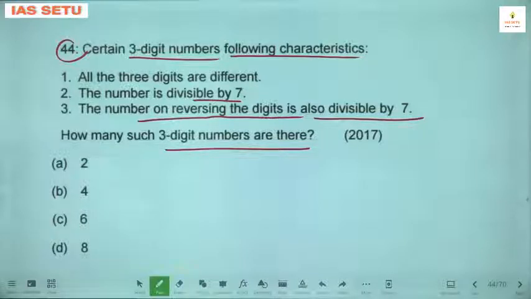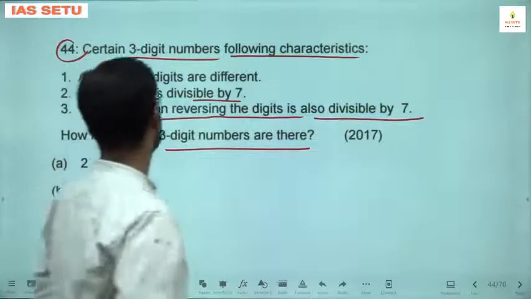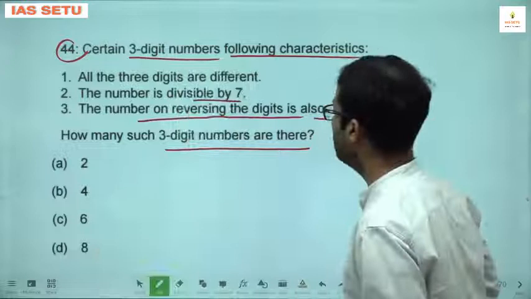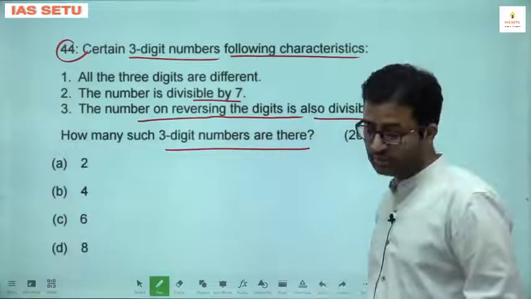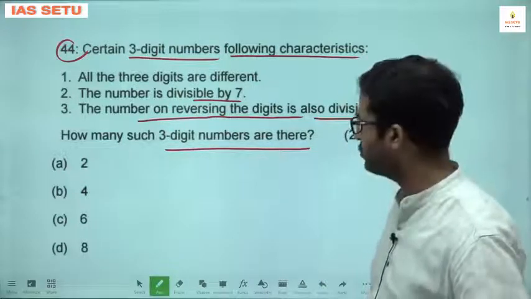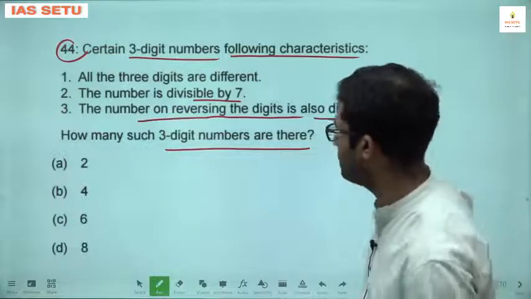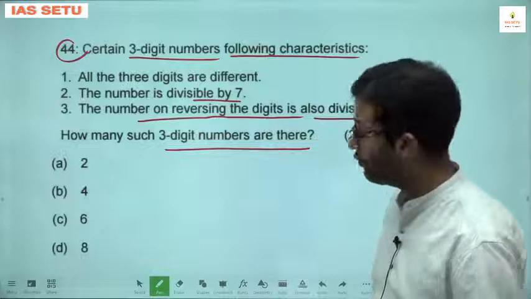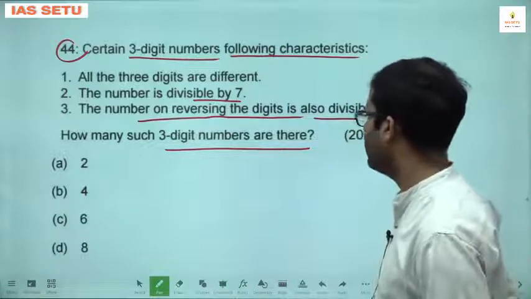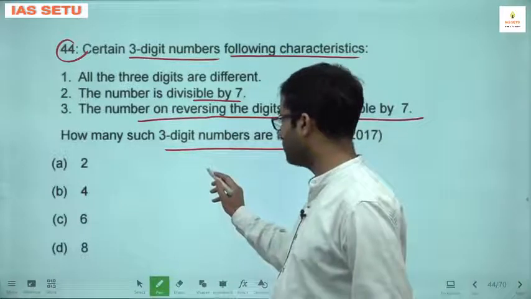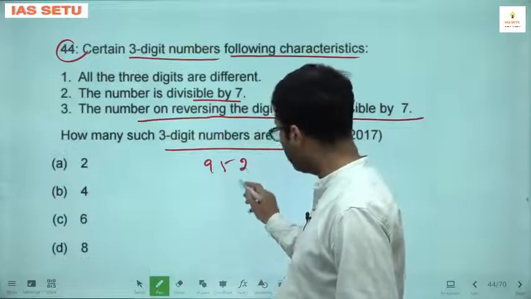So this question: a certain 3-digit number has the following characteristics, all 3 digits are different, the number is divisible by 7, the number on reversing the digits is also divisible by 7. If I tell you the solution, it will take around 10 minutes. Even from an exam point of view, I will not suggest attempting this type of question, because it is very lengthy. So I just give the solution: 952.